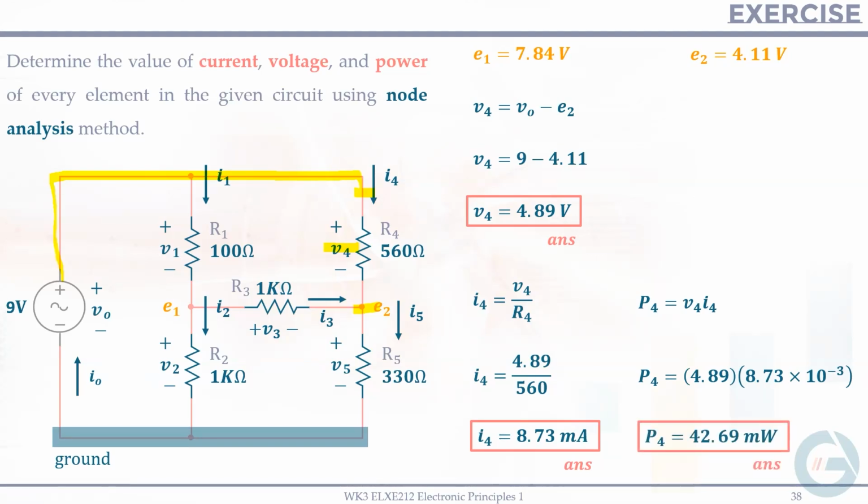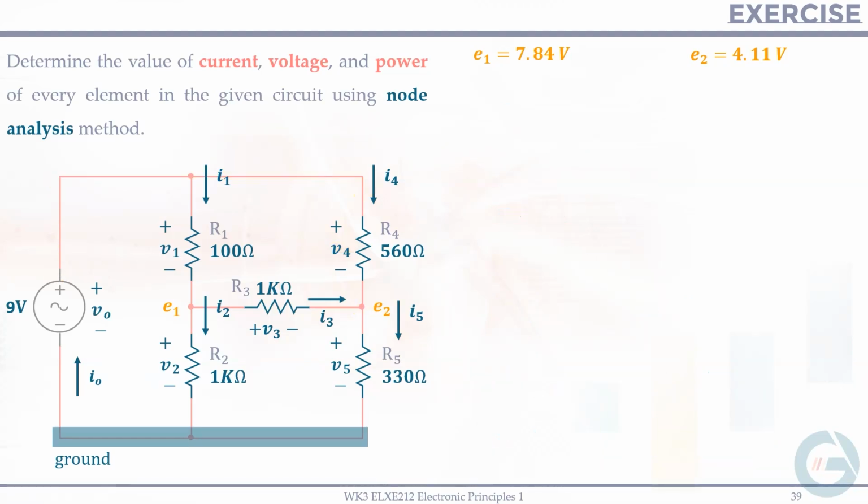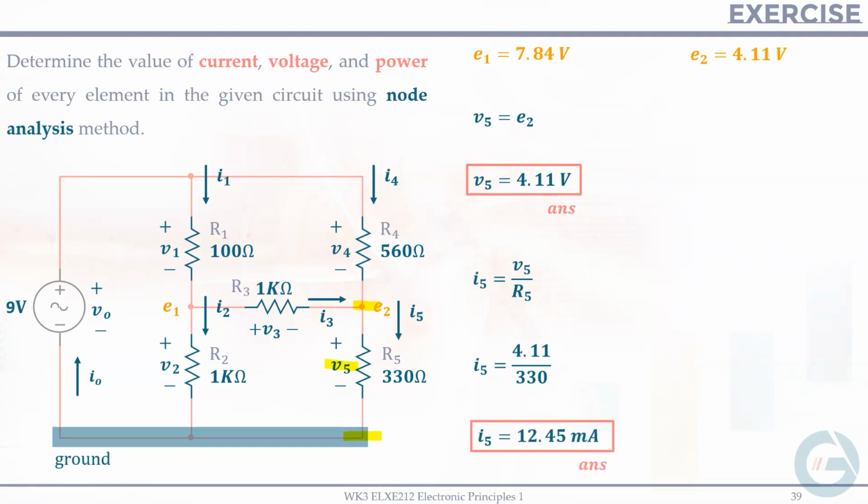Okay, and the last one is V5. So V5 is E2 minus 0, okay, ground. Or simply E2. So we have 4.11, okay, using Ohm's law. So voltage is 4.11 divided by the resistance, which is 330. That will give us 12.45 milliampere. And of course, for V5, the same formula, voltage is 4.11 times the current, which is 12.45 milliampere. And that will give us 51.17 milliwatt.